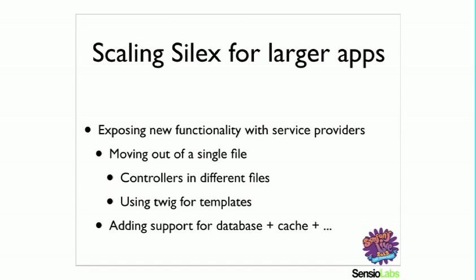How do you expose new functionality? We're going to expose new functionality with service providers, and this really comes down to moving controllers out of a single file, possibly using Twig for templates, and adding any support for third-party systems, like if you need to access Memcache or you want to use Doctrine or any other service that you need, possibly Facebook or whatever makes sense for your application. Okay, when you start with the Silex skeleton, here's your list of dependencies.